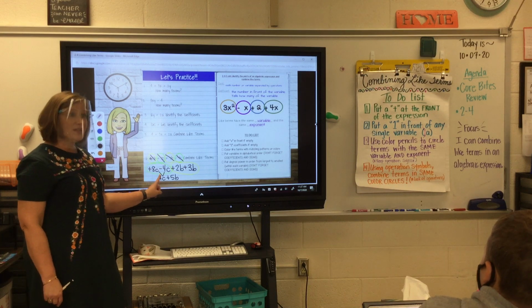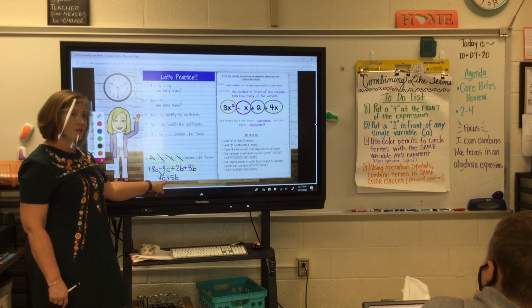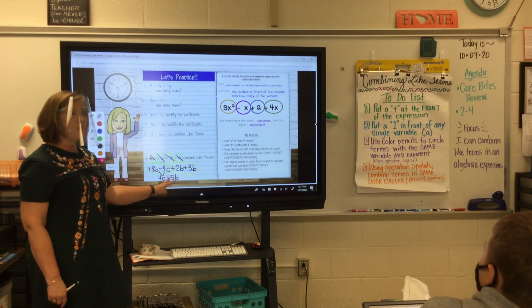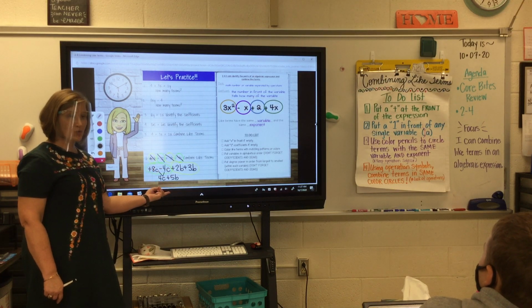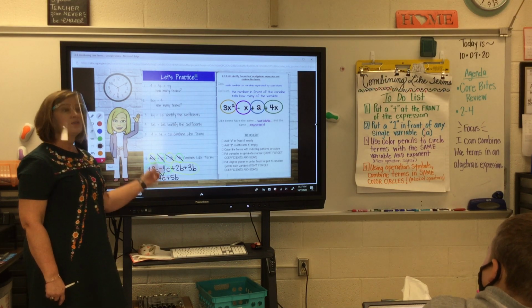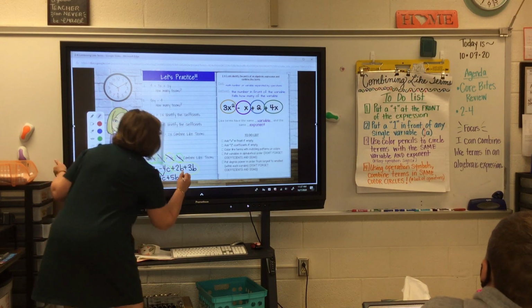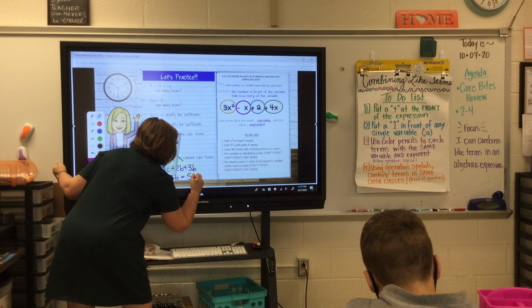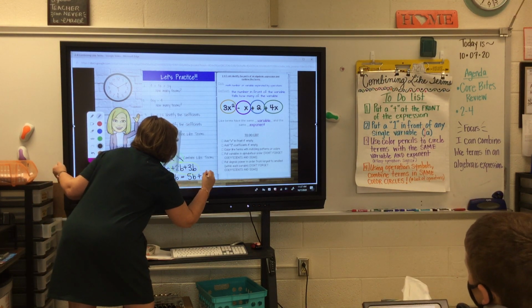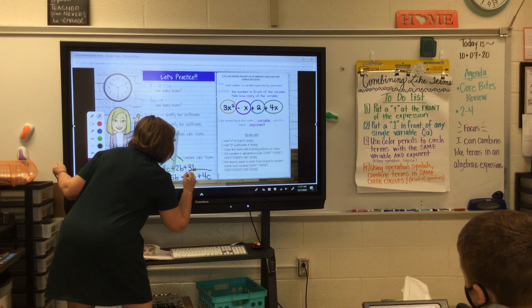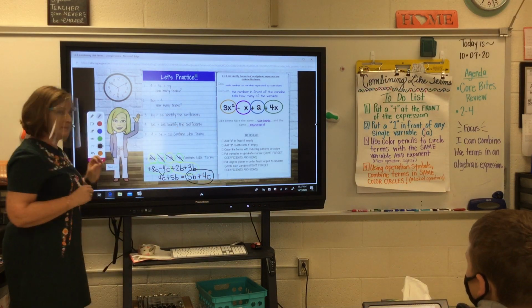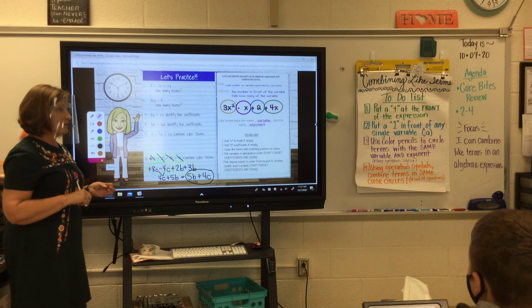Yep. I can switch them because what operation is here? Plus. What property tells us we can switch these? The commutative property. Yes. So I can write 5B plus 4C. And that is my what? That's my answer. Okay?